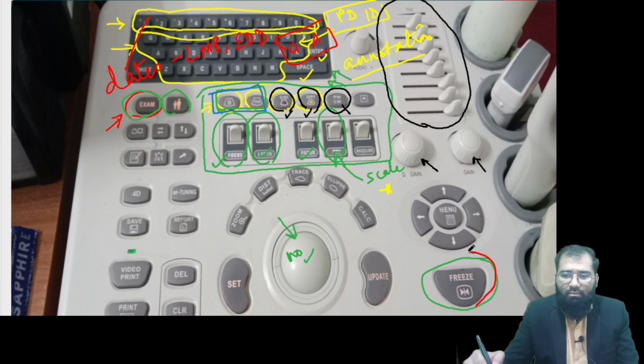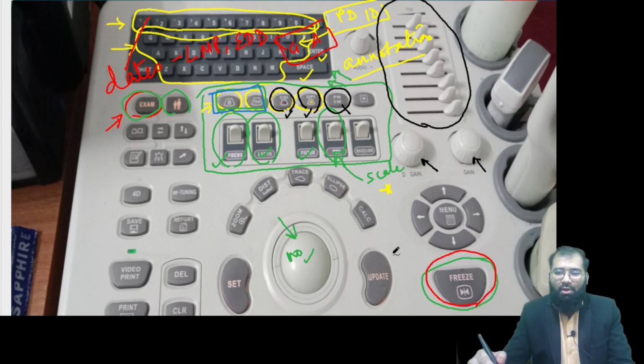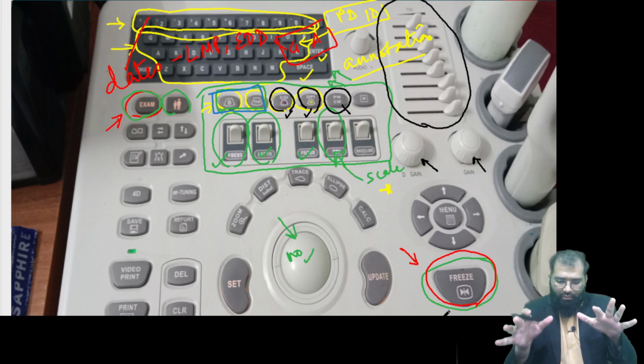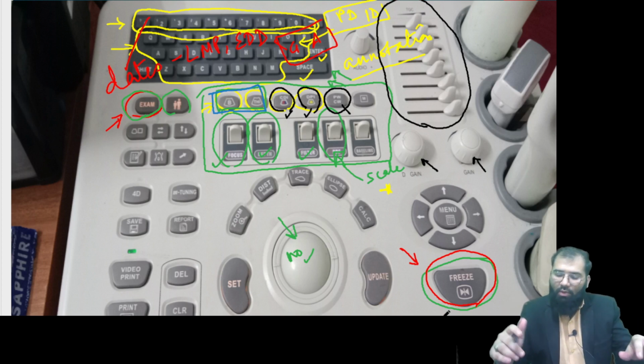So freeze is a very important button. So when it comes to freeze, this is when you want to still down the image. किसी image को वहीं पे रोकना है. So when you want to make the image still, that is the time when we use this freeze button.